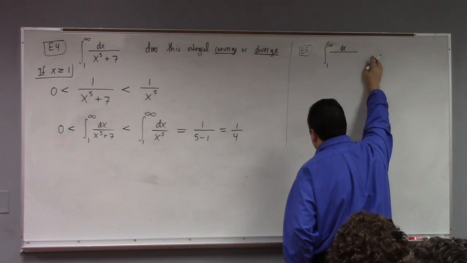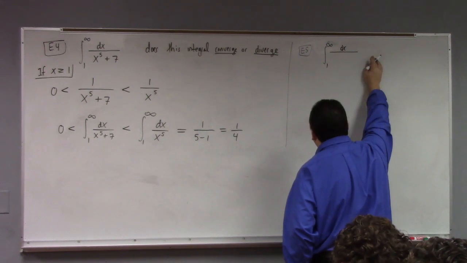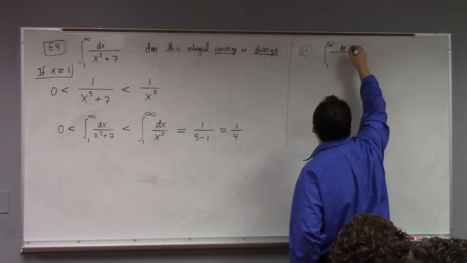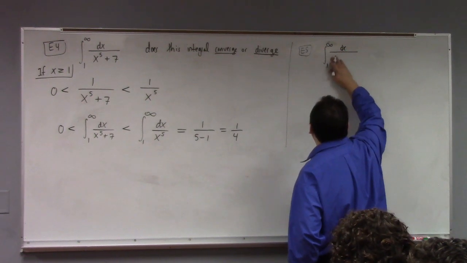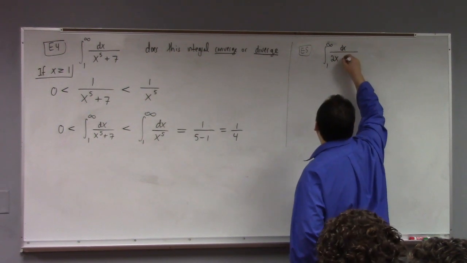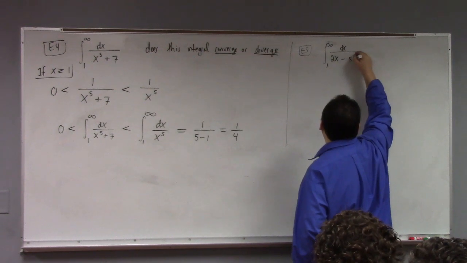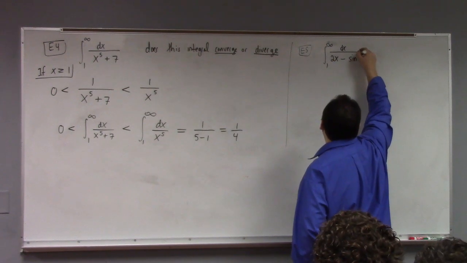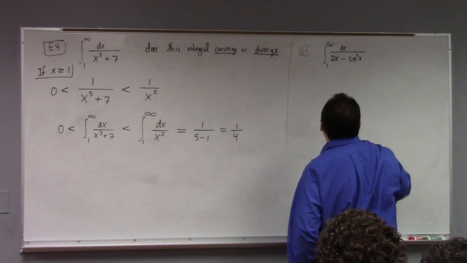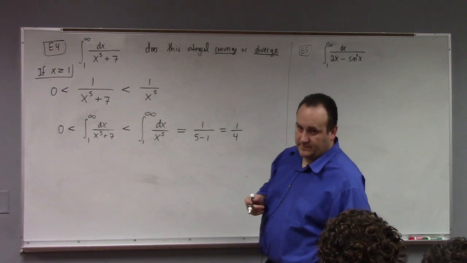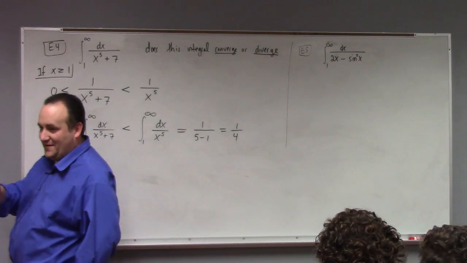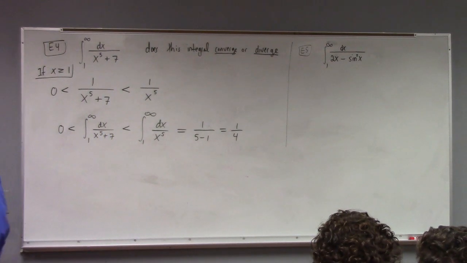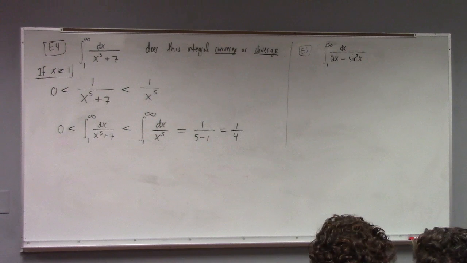Let's see here. X, let's say 2x minus sine squared x. I reserve the right to give up on this example if I've written down an impossible example, okay? I think this is going to be interesting for us.